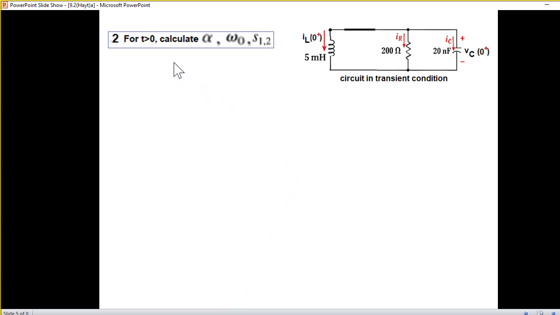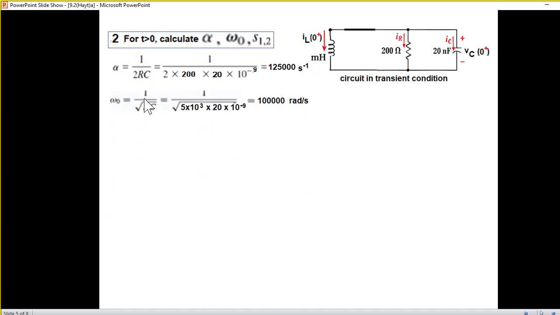And now the second step is that we calculate alpha, omega, and S, the roots. Let's first calculate alpha. This is the formula given. Plugging in the value of R and C from here. Remember, the only value of R or C that will apply is for the circuit at t greater than 0. So we are using this value. So 12500 is the alpha. And this is the formula for omega, so 100,000.